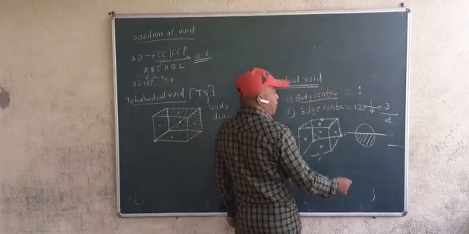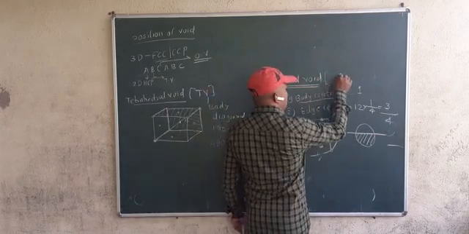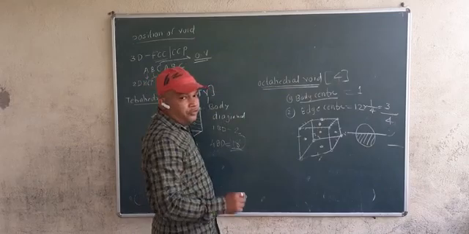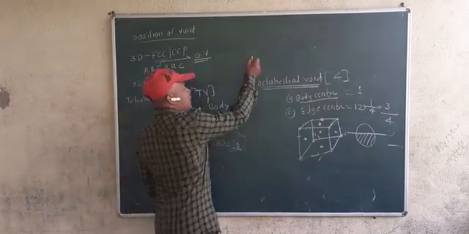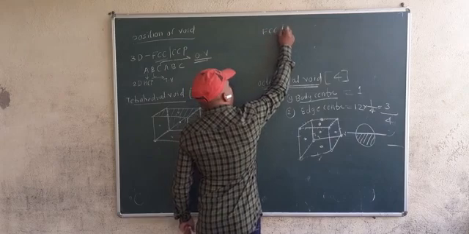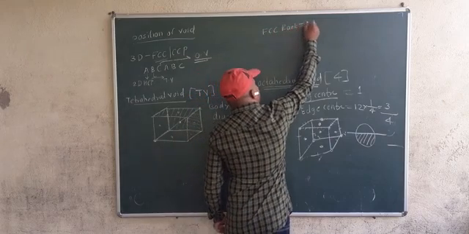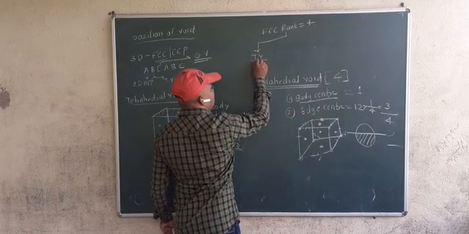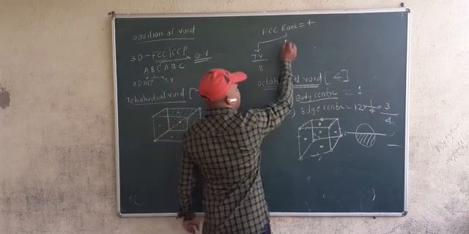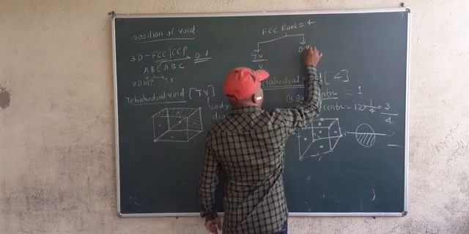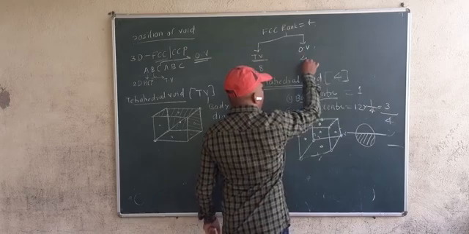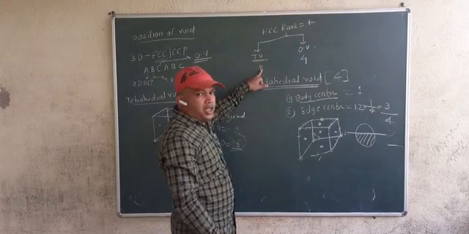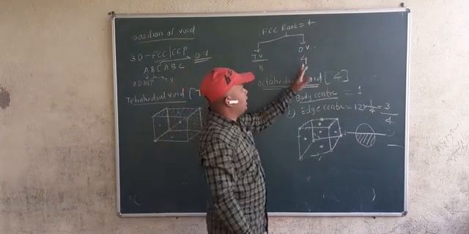So octahedral void per unit cell is 4. Now from this I will make one formula. In FCC, as you know, rank is 4. Now we have seen how many tetrahedral voids are there: tetrahedral voids are 8. How many octahedral voids are there? Octahedral voids are 4. If we see, rank is 4, tetrahedral void is double and octahedral void is same.